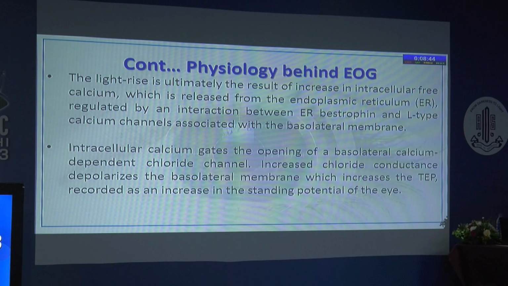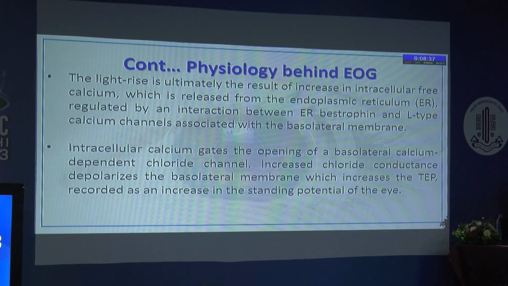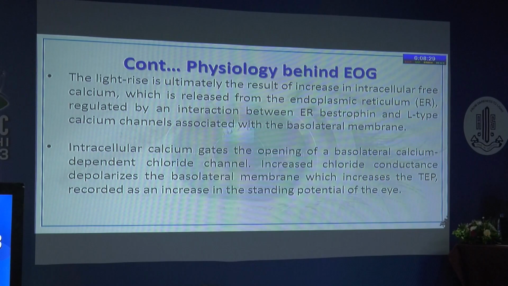The light rise is ultimately the result of an increase in intracellular free calcium, which is released from the endoplasmic reticulum, regulated by an interaction between ER bestrophin and L-type calcium channels associated with the basolateral membrane. The intracellular calcium gates the opening of a basolateral calcium-dependent chloride channel. Increased chloride conductance depolarizes the basolateral membrane, which increases the transepithelial potential, recorded as an increase in the standing potential of the eye.